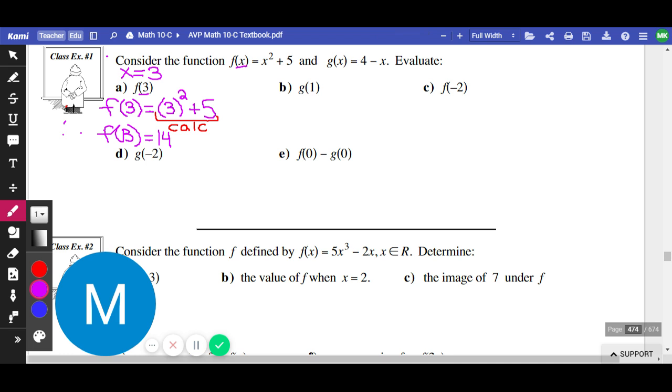Awesome. For b, we can do the same thing, except this time they want g, right? They didn't use function f, they used function g. So we've got to look up here at function g and change x to be 1. We're going to do the same thing.